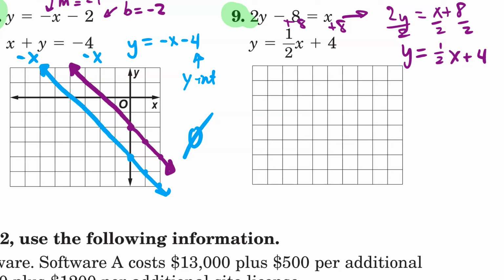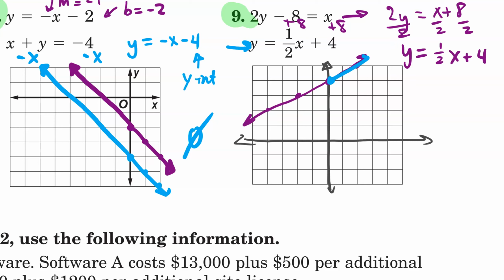So we have to draw our own axes. Maybe something like this. Something around that. So I go up to positive 4, and I have a slope of up 1 over 2, because that's a slope of 1/2. And then if I draw the blue, my second line, it's exactly overlapping with the first. It's kind of hard to see, but this one would be infinitely many solutions.